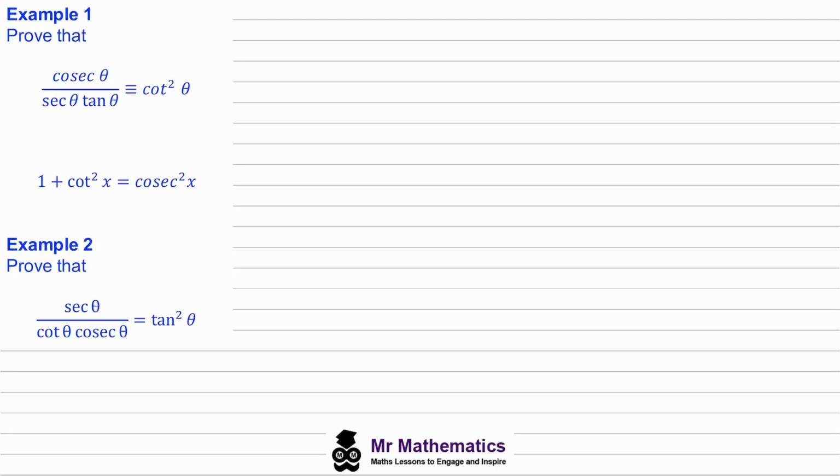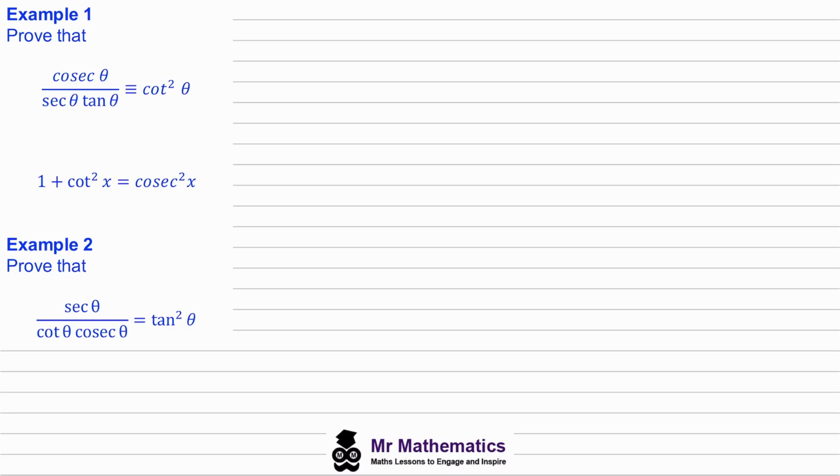Hi everybody. So in this video, we're going to look at proving trigonometric identities involving sec, cosec, and cot. And then we'll look at how we can use these identities to solve equations. And you can download a copy of this PDF from my website if you want to work along with me. I'll leave a link below.